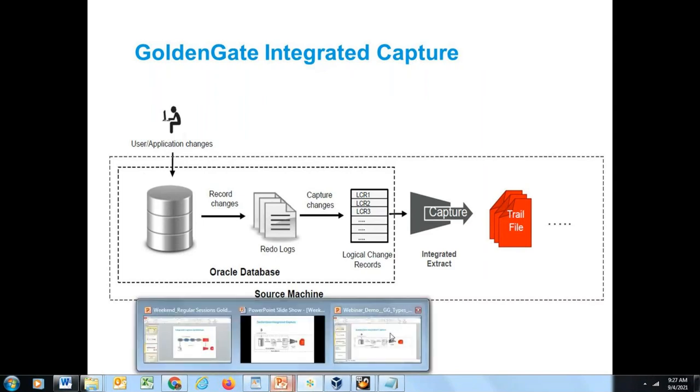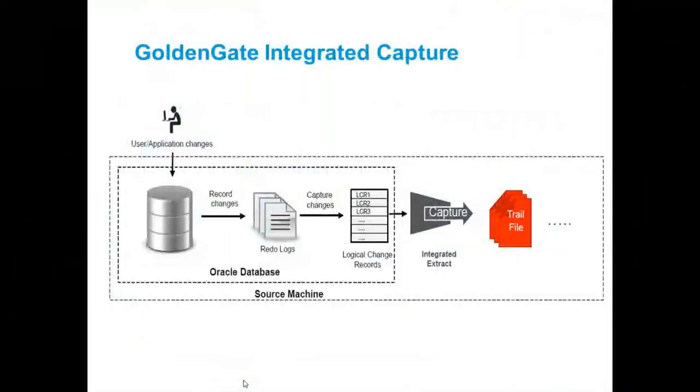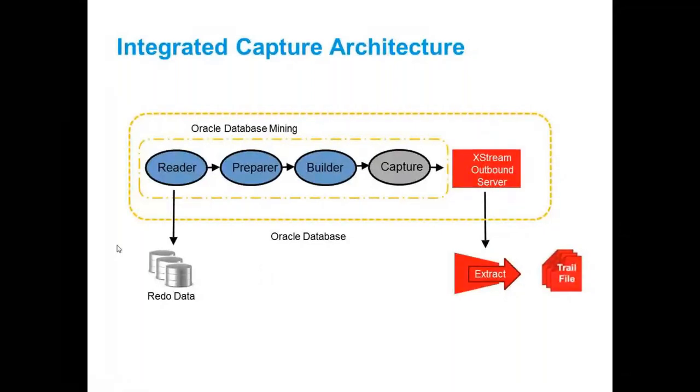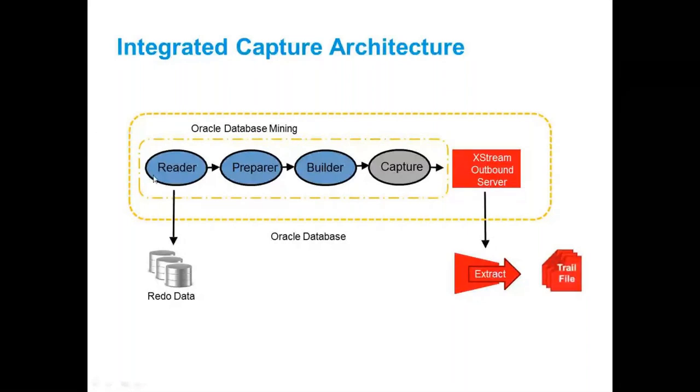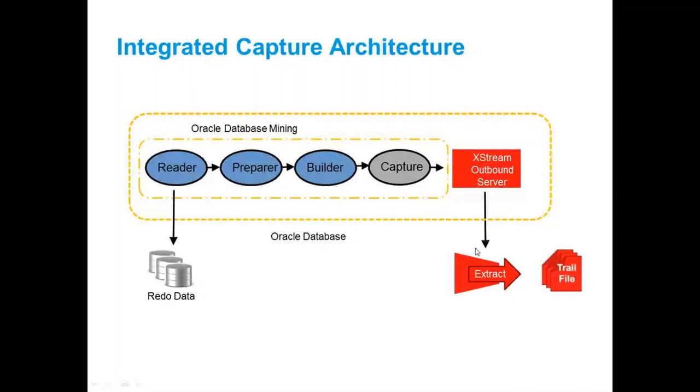So these are the four processes which are involved here in integrated capture: reader, preparer, builder, and capture. And then the changes are passed on to the extract process. So reader basically reads the data, preparer prepares the data, builder builds the data, and then the capture happens, and then those changes are passed on to the extract process in the form of LCR.